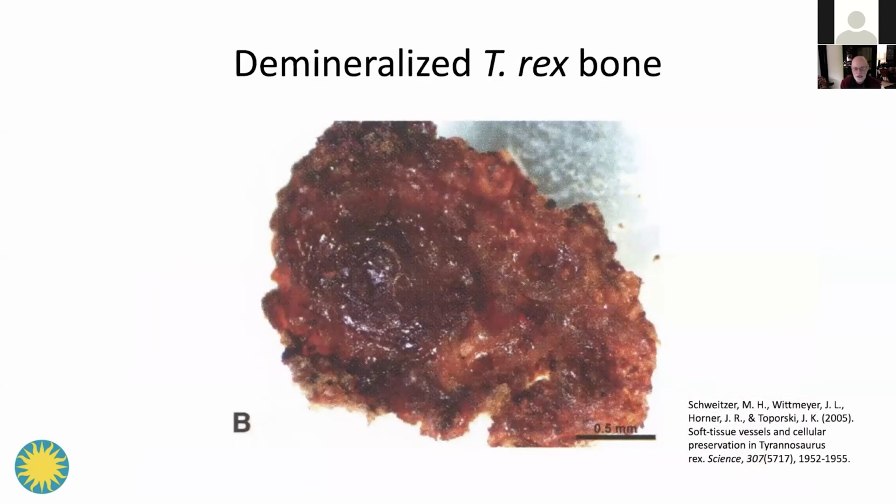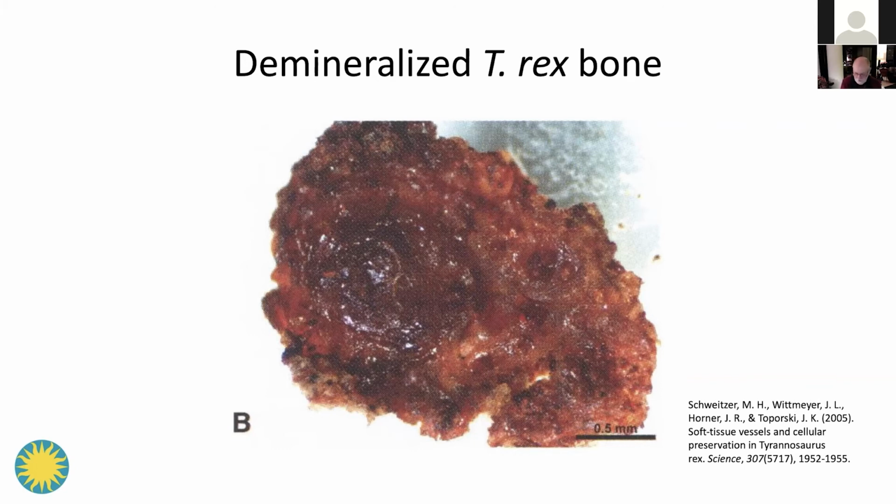And she was able to show that if you dissolved away all of the minerals of dinosaur bone, you would be left with this soft tissue. And note the scale here. This hamburger-like piece of tissue is only 2 or 3 millimeters in diameter.